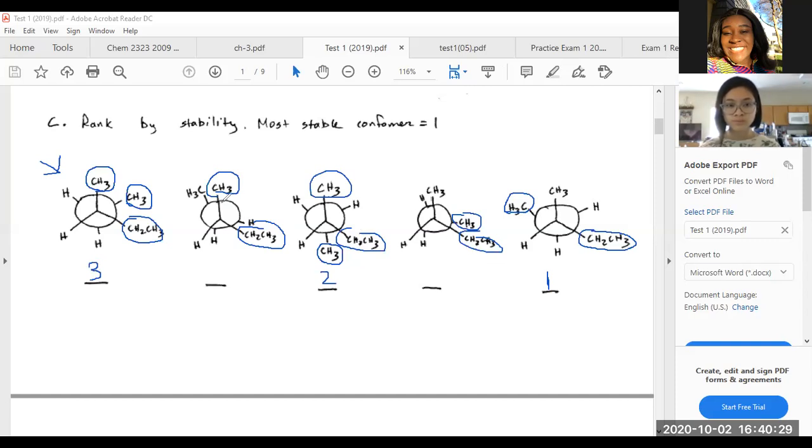And for the second one, you would see that it's the fourth most stable, and that would be because the big groups are farther apart. And on this one, they're right next to each other, which is the worst situation that you could have. And you definitely don't want that. So this would be the fifth one.